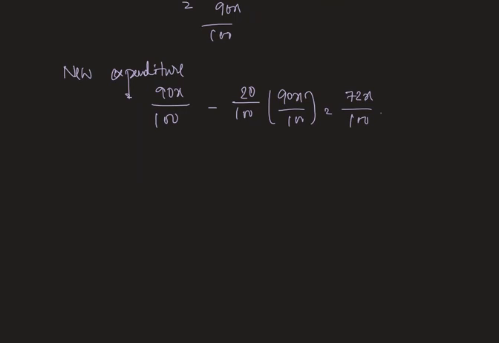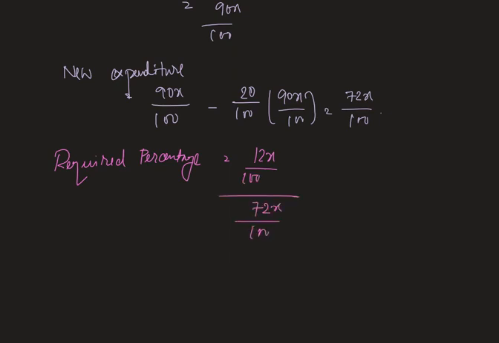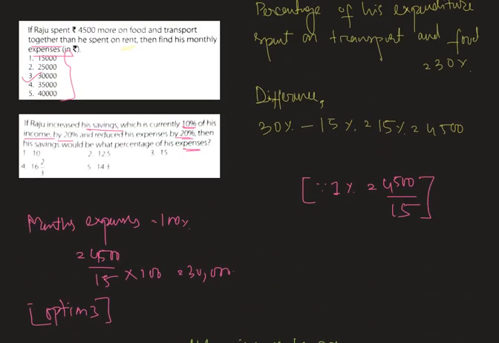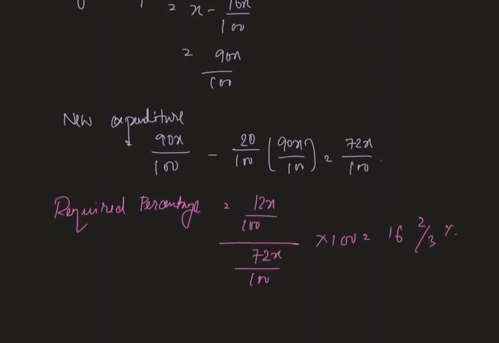Now our required percentage is 12x divided by 100 whole divided by 72x divided by 100 multiplied by 100, which results in 16 and 2 by 3%. Okay, so option 4 is the correct option.